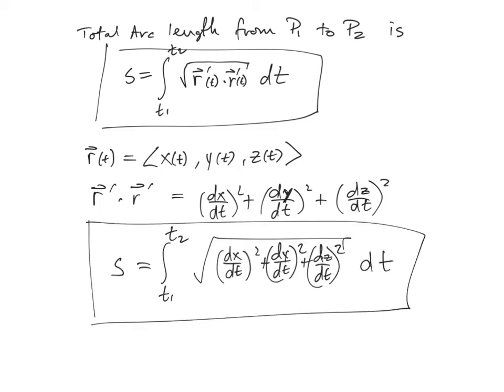So that's arc length. We find the integral of something dt. And that something is the square root of the dot product of the derivative of the position vector of the curve with itself.